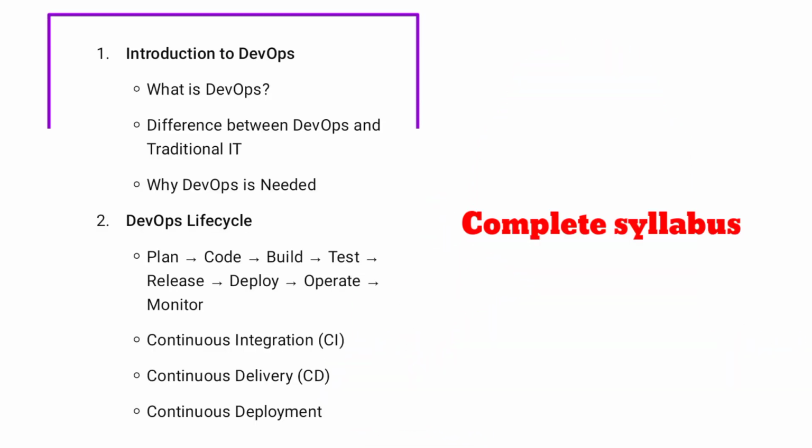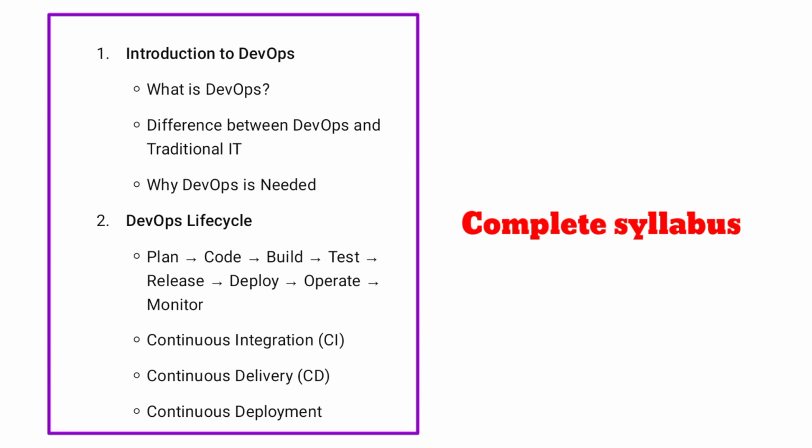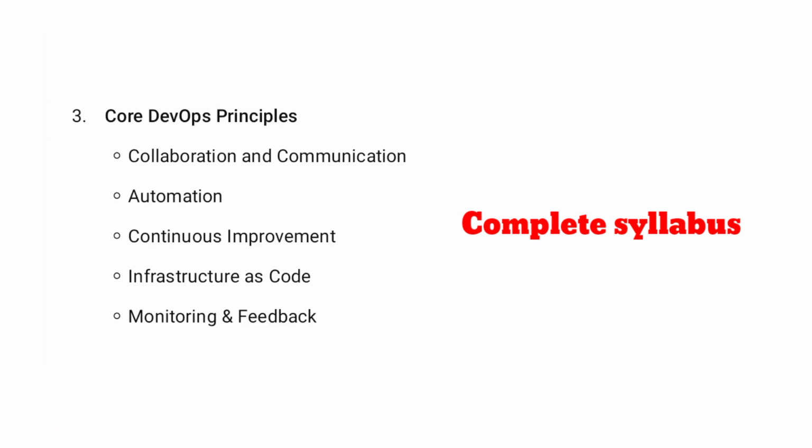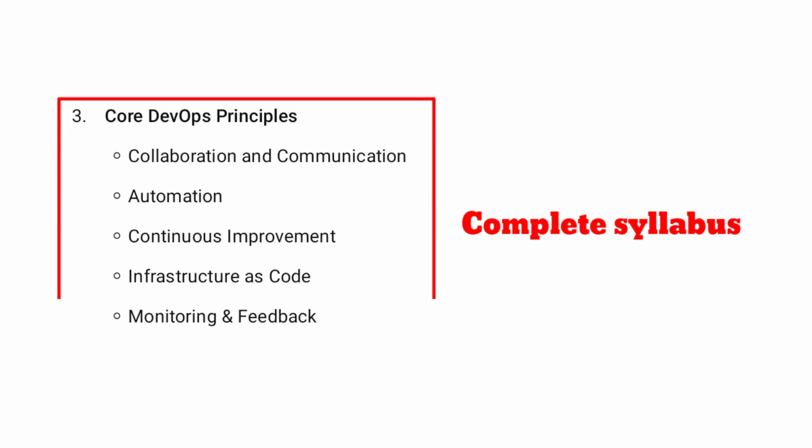1. Introduction to DevOps. What is DevOps? Difference between DevOps and traditional IT. Why DevOps is needed. 2. DevOps Lifecycle. Plan, code, build, test, release, deploy, operate, monitor. Continuous integration CI. Continuous delivery CD. Continuous deployment. 3. Core DevOps principles. Collaboration and communication. Automation. Continuous improvement. Infrastructure as code. Monitoring and feedback.